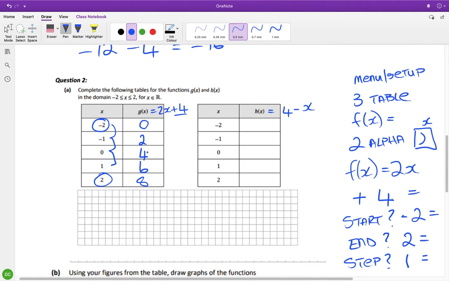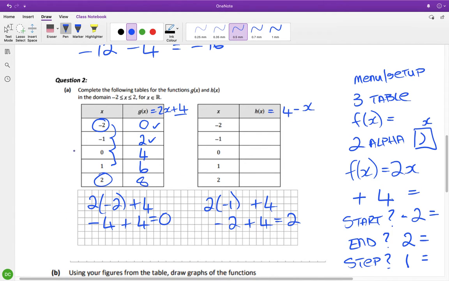Okay. Alternatively, you can actually just sub each one of these in. So for the first one, I'd be putting in -2. So it would be 2 in place of x, -2, and then +4. 2 times -2 is -4, and then +4, which is 0, which is the same as what I got here. Put in the second one, so that would be 2, and you'd put in a -1 plus 4, which is -2 plus 4, which is 2, which is what I got.